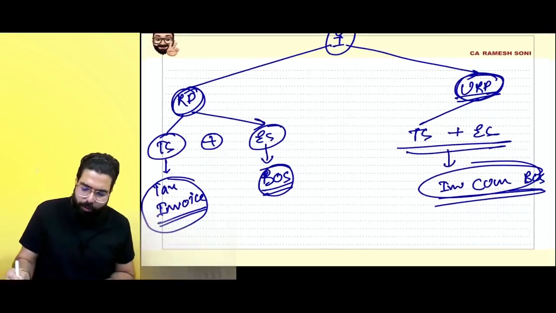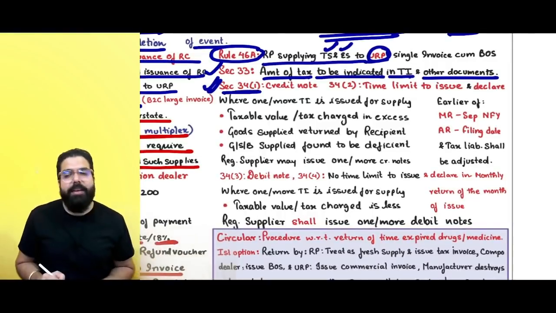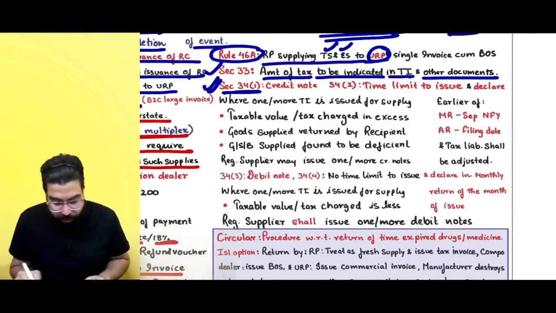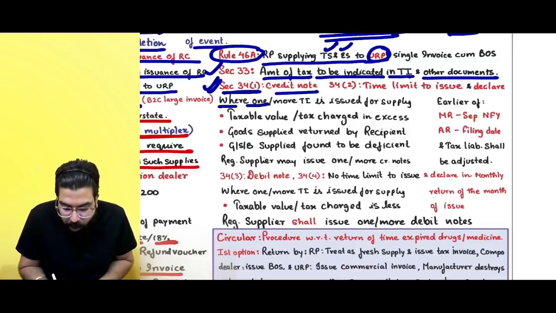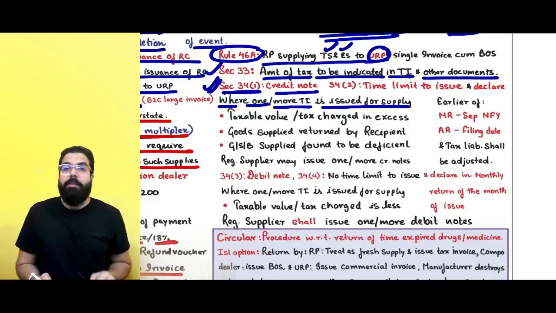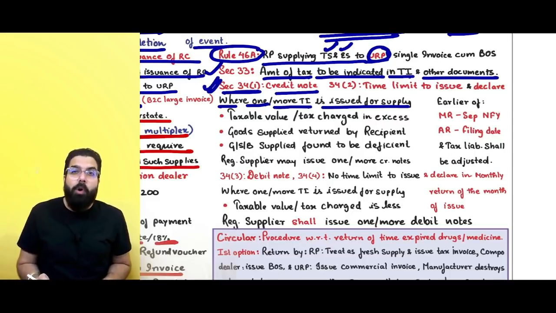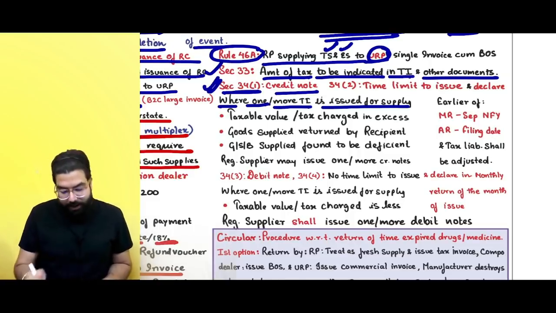Section number 34 over here, everyone. Section number 34 talks about credit note and debit note. Section 34(1) says, when will you issue a credit note? Credit note is to be issued where one or more tax invoices is issued. I have issued you the tax invoice, but I have charged you more, or you have returned me the goods. Then they tell Ramesh, please give the recipient a credit note.